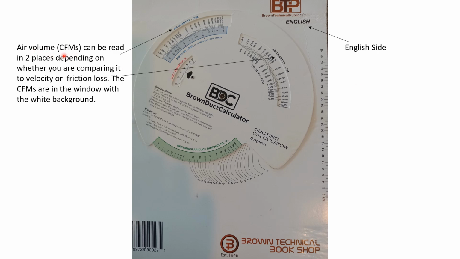Air volume is in CFM, so it can be read in two different places, depending on if you're comparing it to friction loss or velocity. The CFMs are in the window with the white background. So you have air quantity, CFM up here, and you have air quantity, CFM over here. Very good.